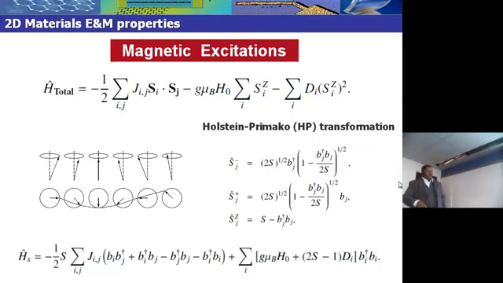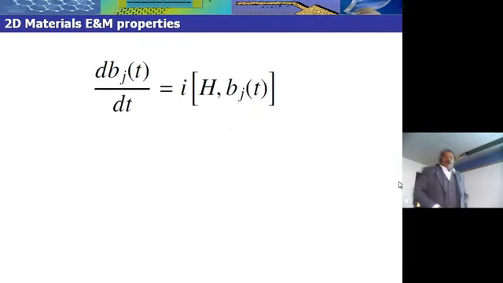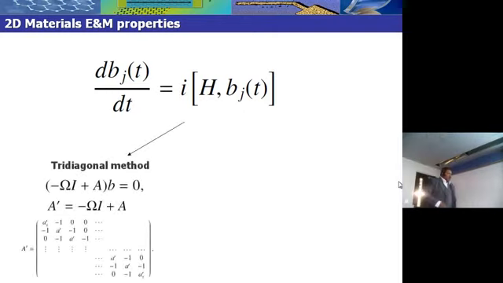After we have the Schrödinger equation, or write the Hamiltonian, we can use the equation of motion to study the time evolution of the properties of the material. We have two methods. In one method, we put all the material properties on the diagonal, and the off-diagonals are all zero except the ones just above and below, which are minus 1. This is called the tri-diagonal method.